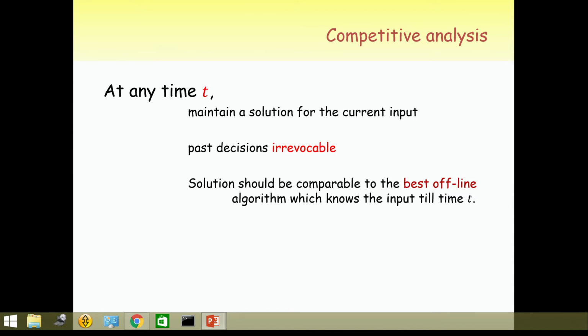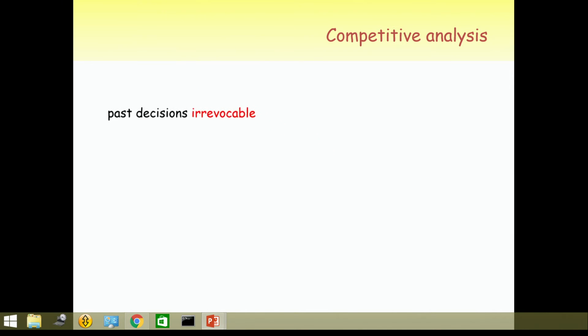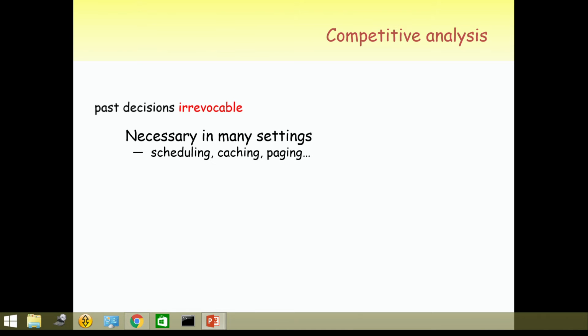So this was the definition of competitive analysis, and what I want to look at is, can I relax this notion of irrevocable? Can I sometimes say that some of my past decisions can be changed? So this is what I want to look at. Now, if you think about it, it's not a valid assumption in every case. But it is a valid assumption in many cases. For example, if you're looking at scheduling, caching, paging, page faults which have occurred, you cannot do anything about them. Similarly, if there's a job that you have processed, then you cannot just go back and say that I want to process it again. So sometimes decisions which you take in the past cannot be revoked.